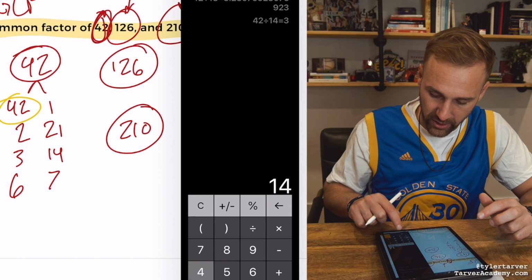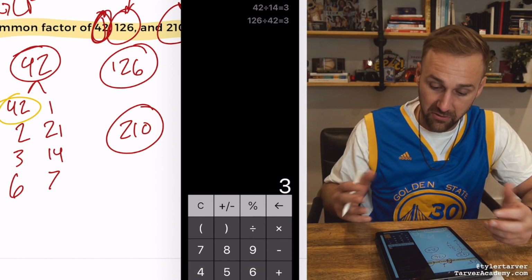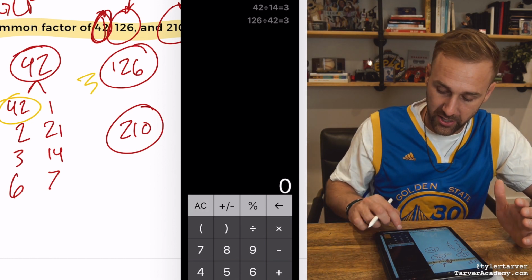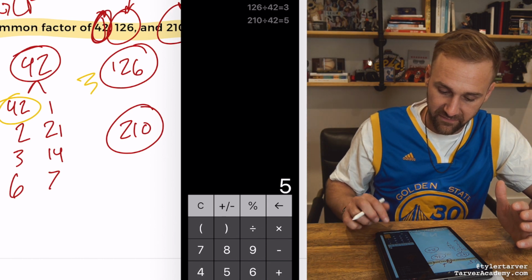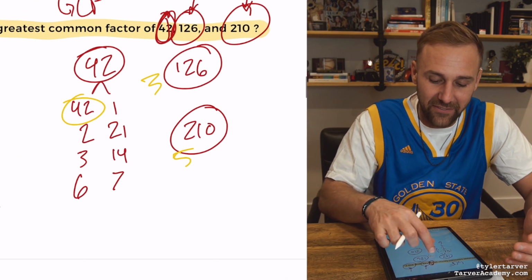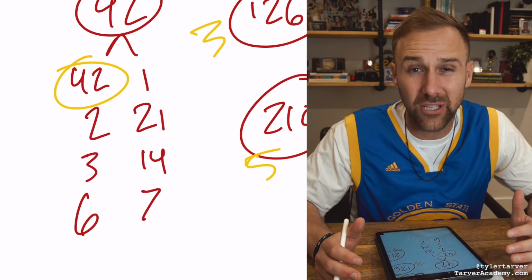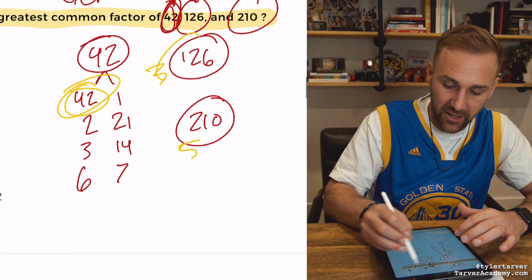126 divided by 42 is 3, so that one works. If it goes into 210 evenly, we're good. 210 divided by 42 is 5. So we're done. We know that's the largest because even if 1, 2, 21, 3, 14, 6, 7 go into it, it doesn't matter. They're not bigger than 42. So we have our answer.